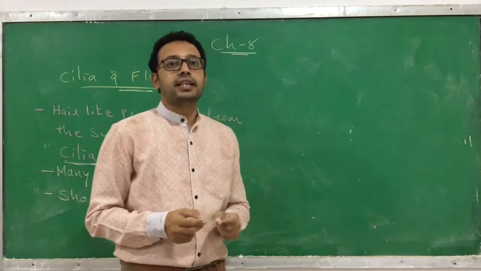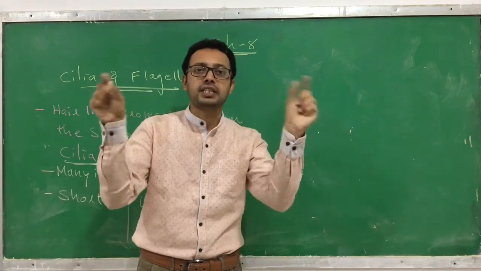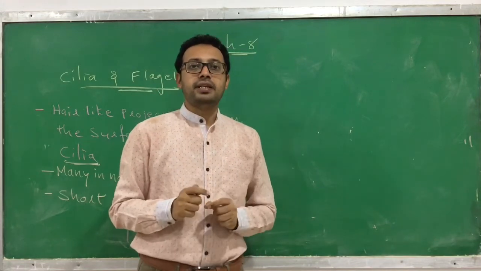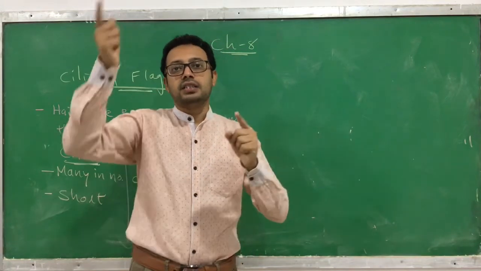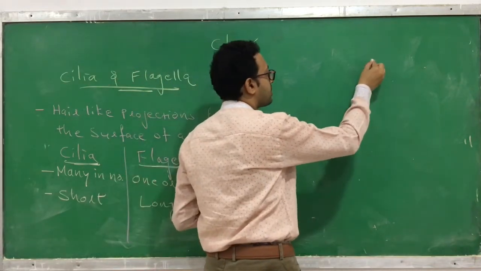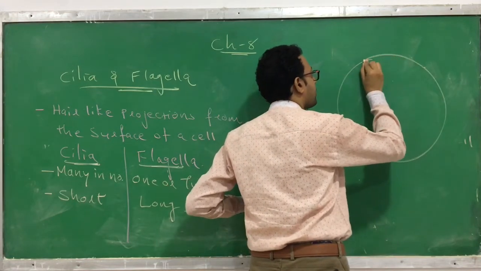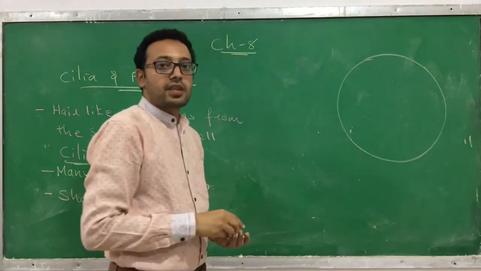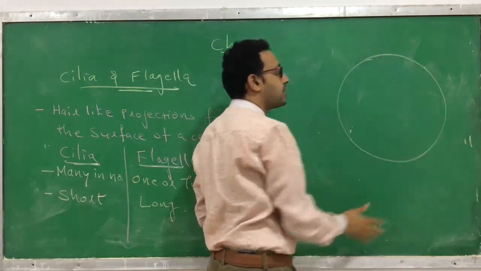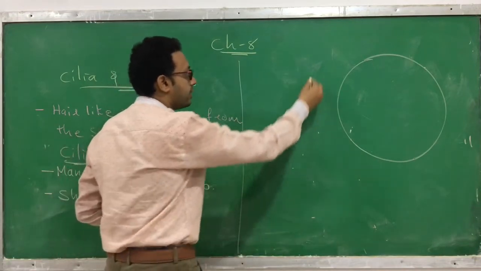Okay, so what does it contain? If you see the cilia and flagella, they are tubular or filamentous structures. These filamentous structures have a central axis. So if you take a section of this, you can find a circular shape. The center of that axis is called an axoneme. So I am drawing just an axoneme. Remember, this is what is called an axoneme.